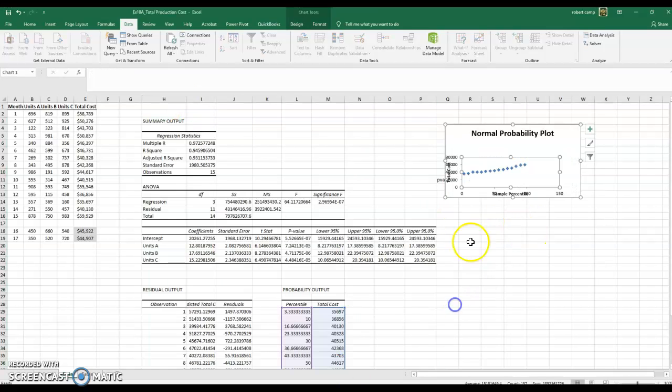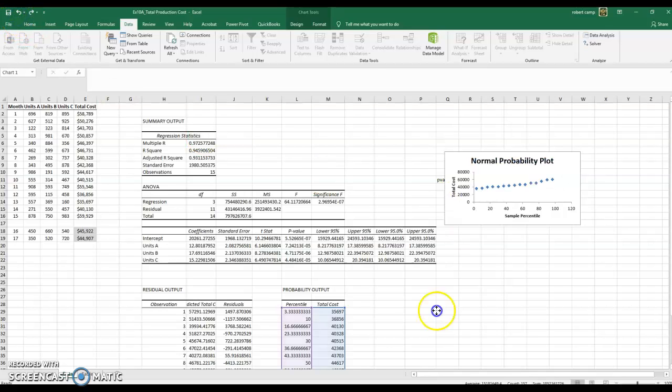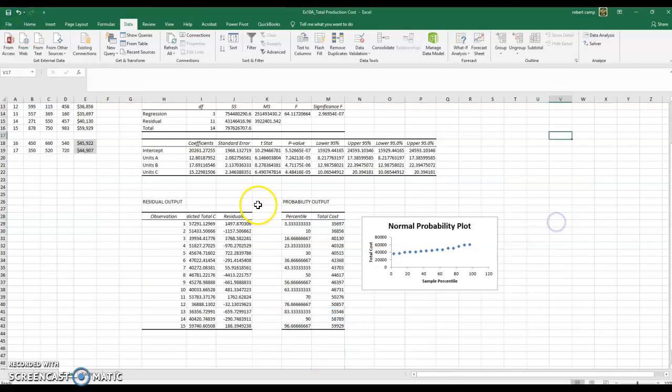I'm going to move the probability plot down here, and we'll talk about this in a second. Okay, first of all, we've got the residual output. What is a residual?